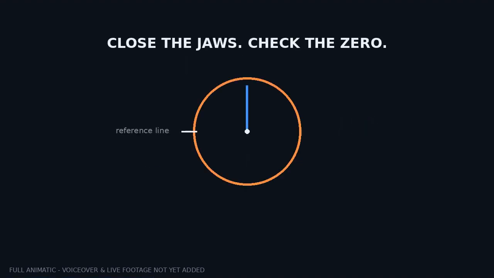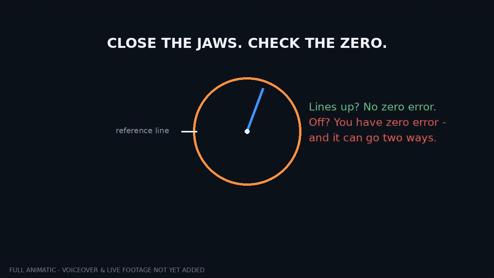Here's the part that trips almost everyone. Close the screw gauge with nothing between the jaws. If the zero of the circular scale lines up exactly with the reference line, no zero error, no correction needed. But if it doesn't line up, you have zero error, and it can go one of 2 ways.